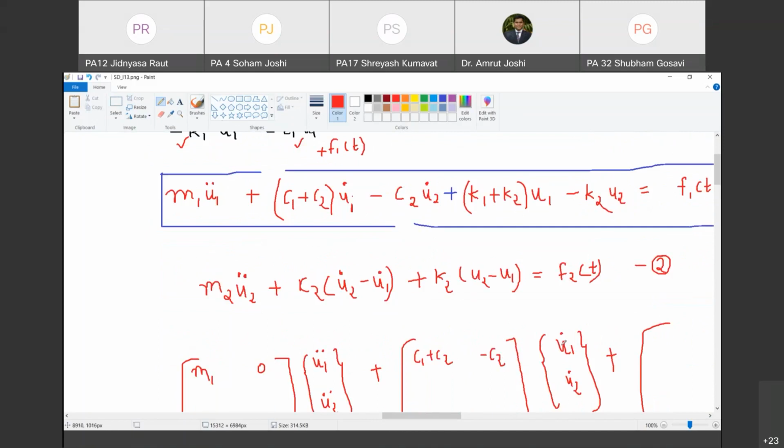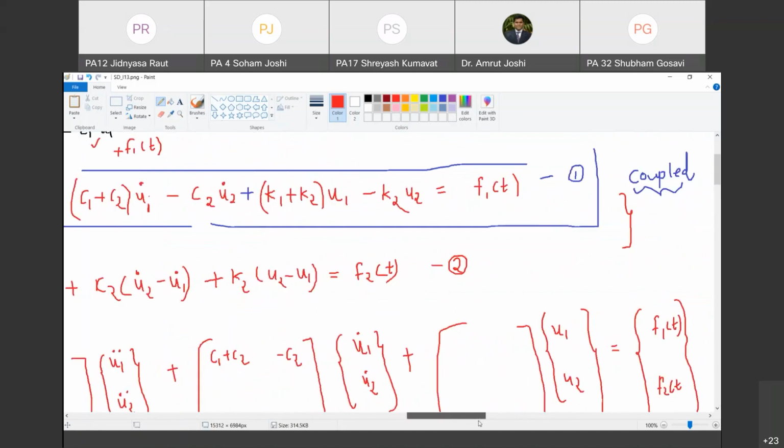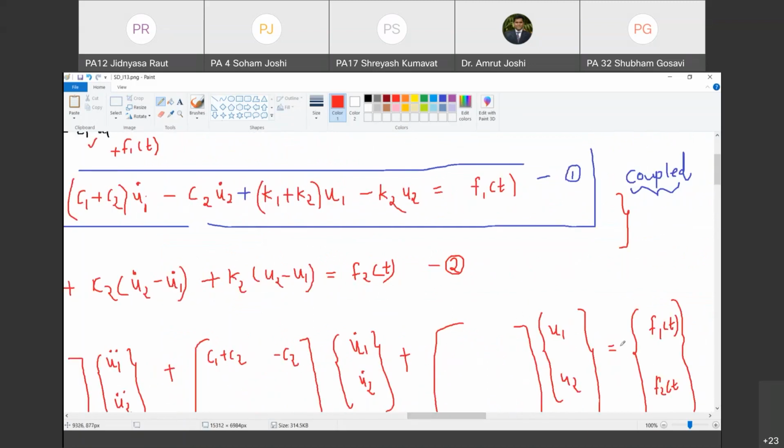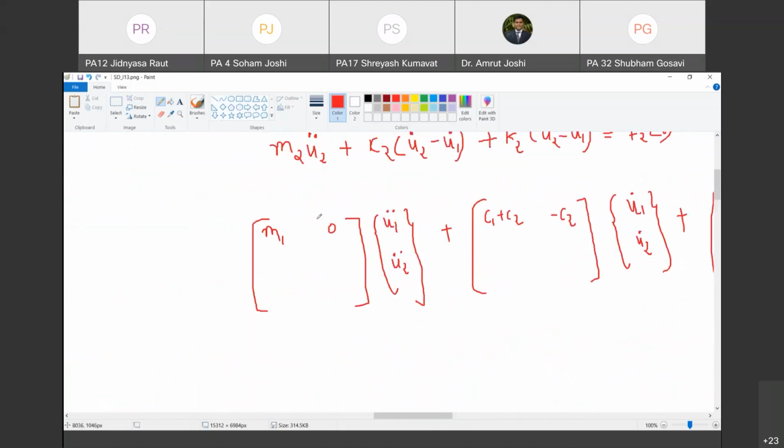तो देखो, c1 plus c2 into u1 dot minus c2 into u2 dot. तो हम यहाँ तक आ गए. Now, what happens to the stiffness matrix? Coefficient of u1 is k1 plus k2. Happy? Yes, sir. And coefficient of u2 is minus k2 is equal to f1 of t. So I have recovered the first equation. Do you agree with me? Yes, sir. Now let us recover the second equation.